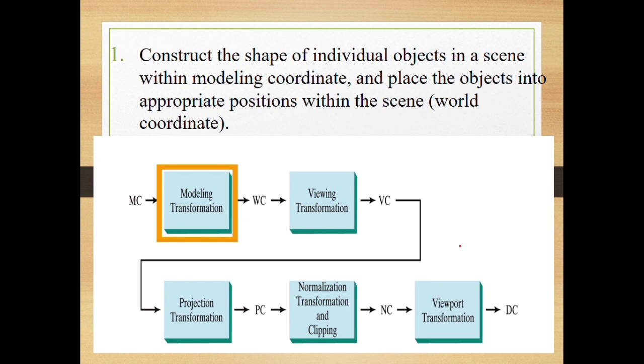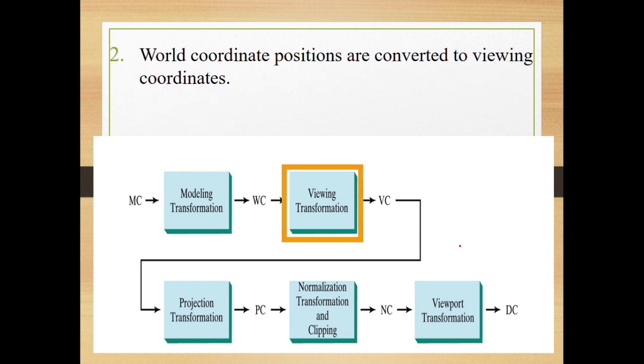So first, how to construct the shape of your individual objects. How to select the objects, and those coordinates will be the representation of the position of your object. The second one is view transformations. The world coordinate positions are converted into the view coordinates. According to this, the globe has infinite locations, but from the infinite area, whatever possible view area is provided, that is the view transformation.